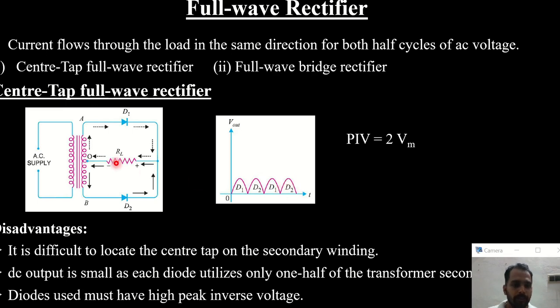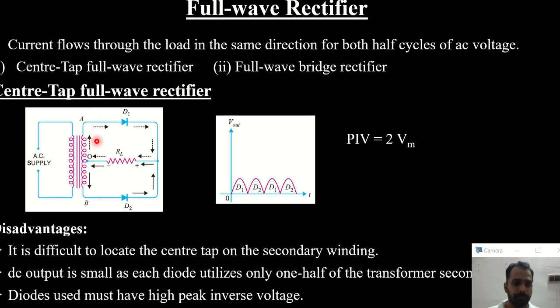One important thing to note is that if Vm is the voltage across AO, and the voltage across OB is again Vm, then the peak inverse voltage will be 2 Vm. That is a very important thing in the case of a full wave center tap rectifier. The peak inverse voltage is twice the maximum output voltage of the center tap transformer.